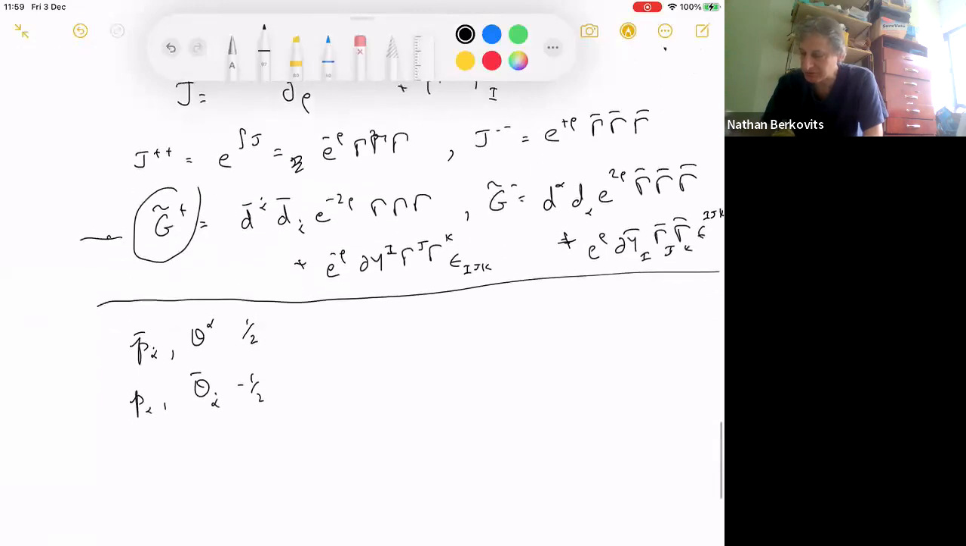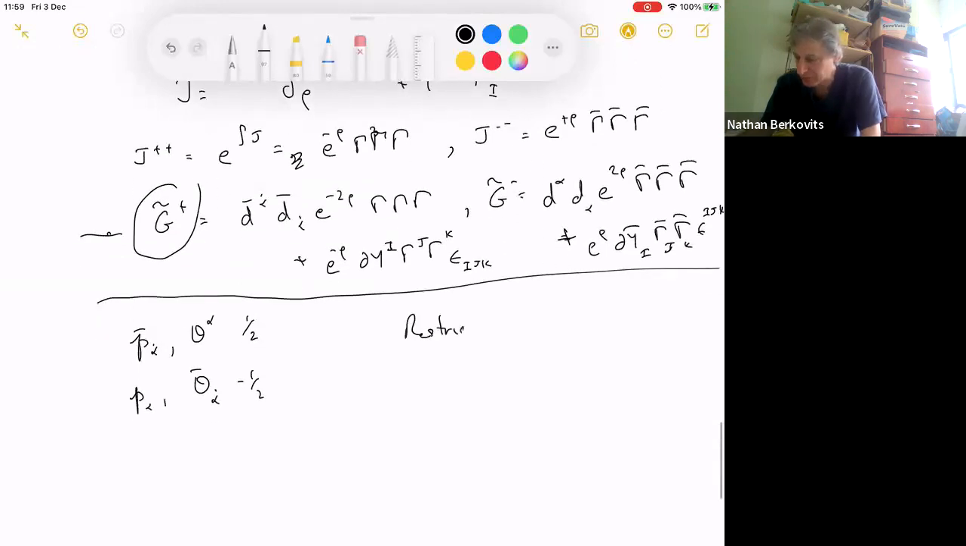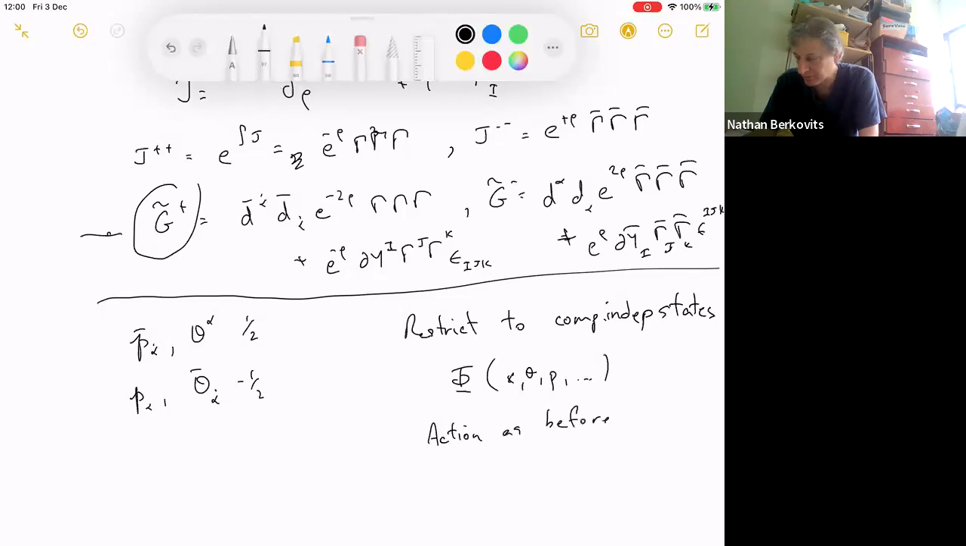Okay, so just to, if you restrict to compactification independent states, and you just replace phi. Now, of course, phi is a string field. So it can depend on all these variables, x, theta, p, etc. But not on the Calabi-Yau stuff. Then it turns out the action is the same. Okay, but now we want to include the compactification dependent states. So now we have to be more clever.